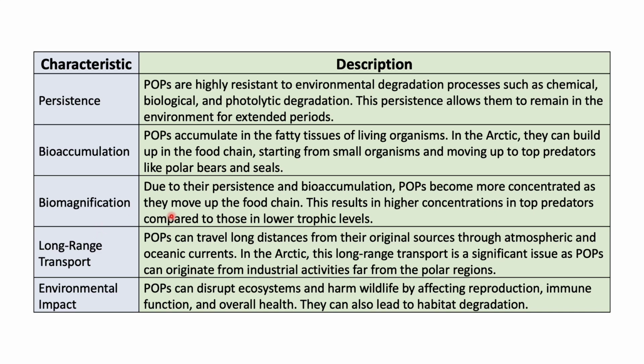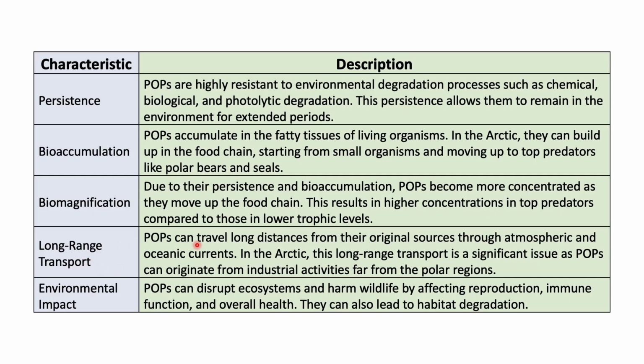And then biomagnification is the next problem. Due to their persistence and bioaccumulation, the first two points, the POPs become more concentrated as they move up the food chain. Zooplankton is a very small species, but a fish can eat too much of the zooplankton, so there is lots of accumulation happening within the fish. And when the bird eats lots of fish, there is one more biomagnification happening. When the seal or other higher predators eat the bird, again biomagnification happens. So from one level to the higher level, the magnification happens in multitudes.